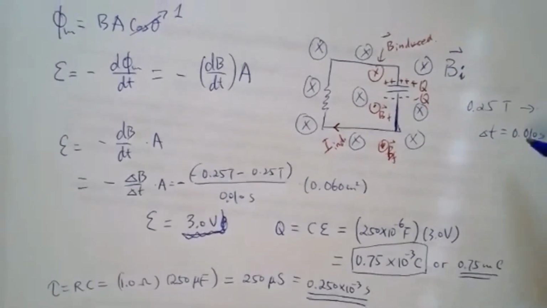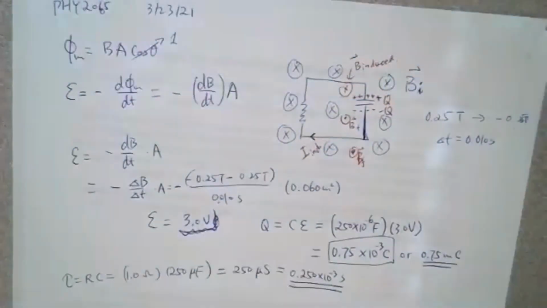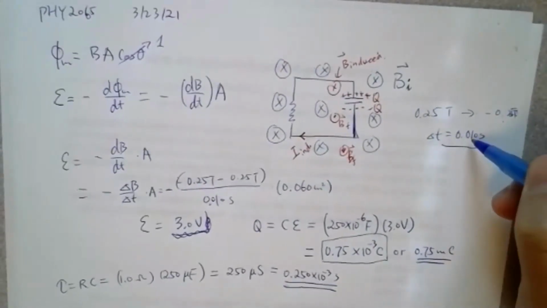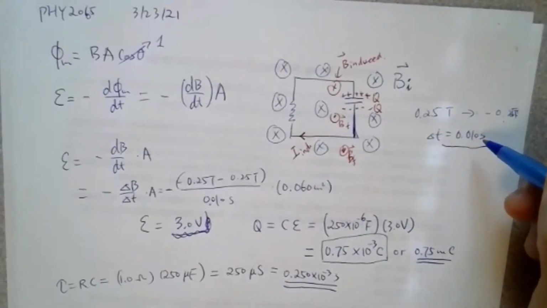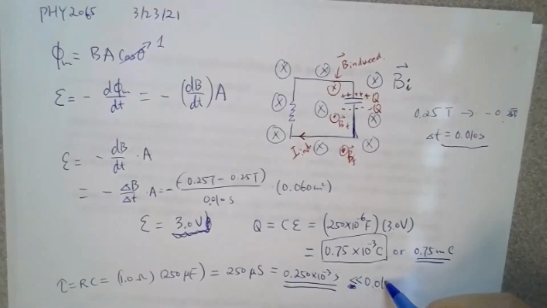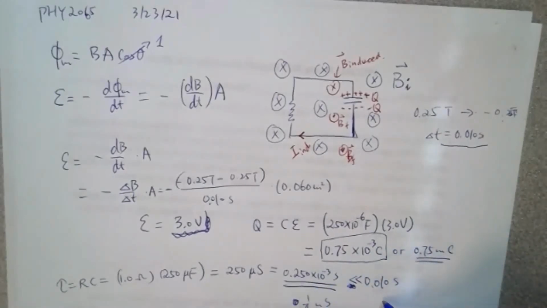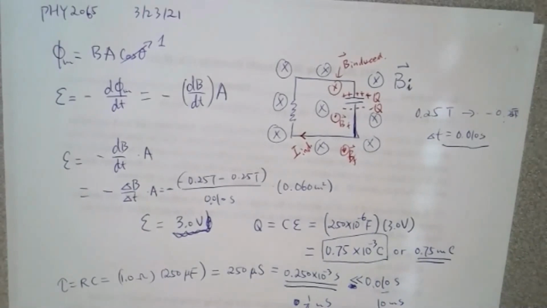Now, the whole process of the magnetic field changing is 0.010 seconds. So compare this to that: the time constant is much less than 0.01 second, because this is a quarter of a millisecond, 0.25, and this is 10 milliseconds. So this is 40 times that, all right?